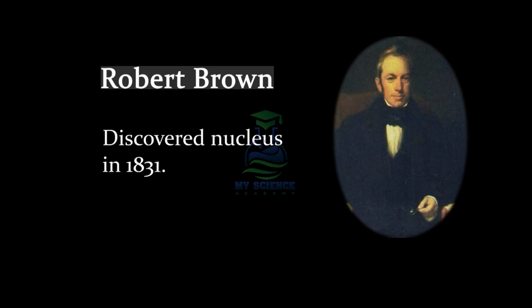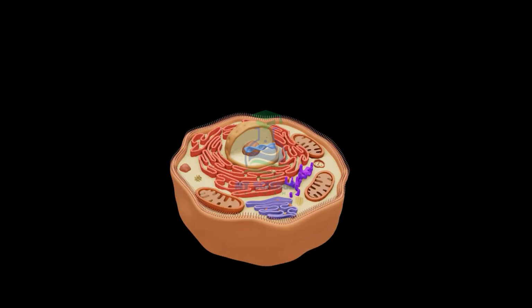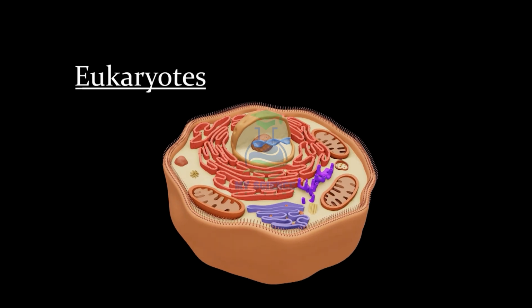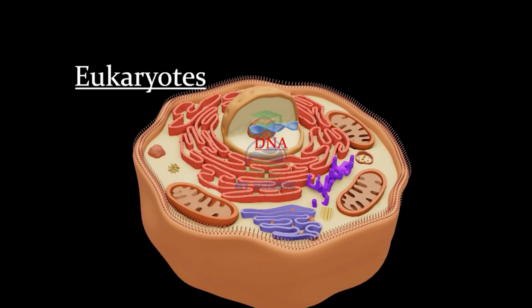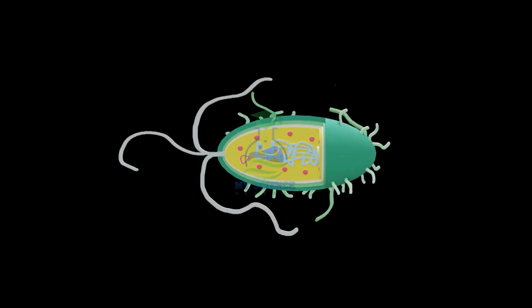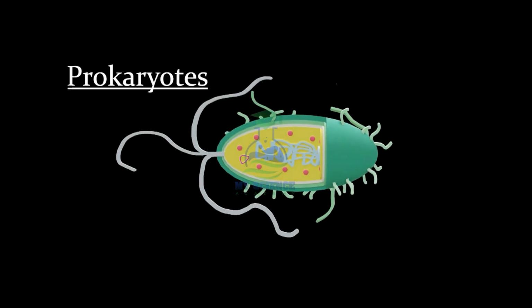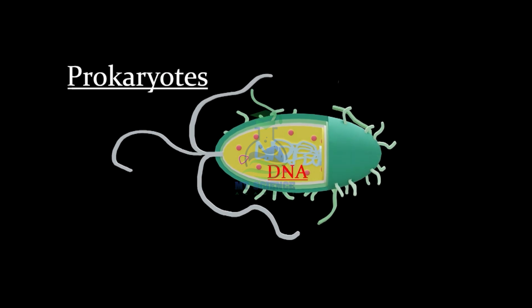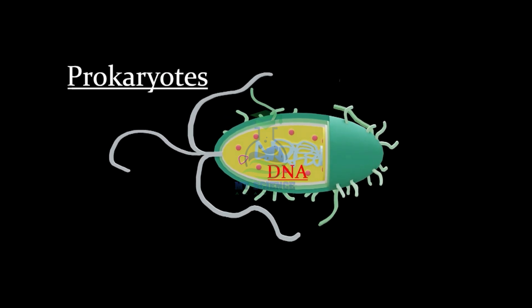Robert Brown was the first scientist who discovered the nucleus in 1831. In eukaryotic cells, the DNA is enclosed in a double membrane bounded true nucleus, while in prokaryotic cells, the DNA is present in the cytoplasm of the cell as no true nucleus is present there.